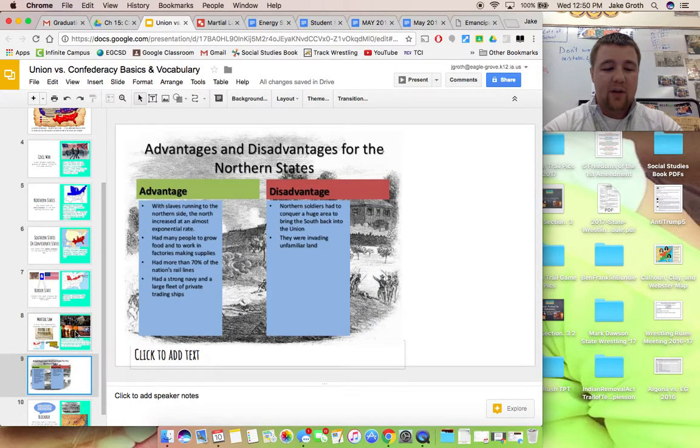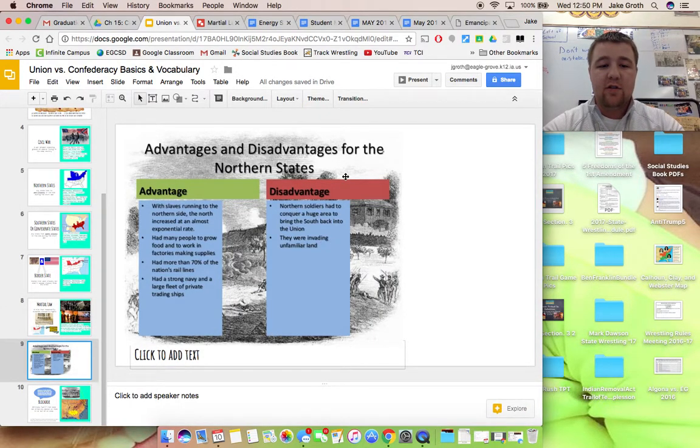Okay, last couple of slides here. The advantages and disadvantages for the North. As you can see right here, some of the advantages: the slaves were running into the northern side. The North increased almost exponentially. That means that when people found out that the North were going to allow slaves in their state, they wanted to fight for the Union to gain their freedom. So your graph would look like this, and it went up exponentially because black slaves would go up to the North, right?